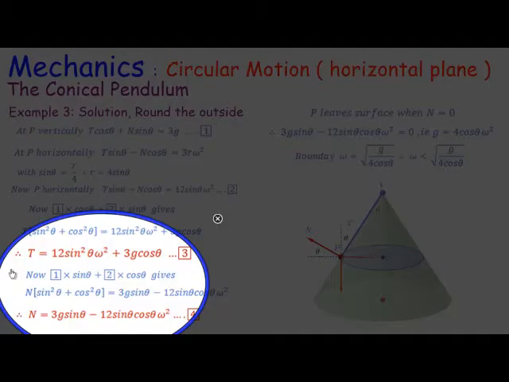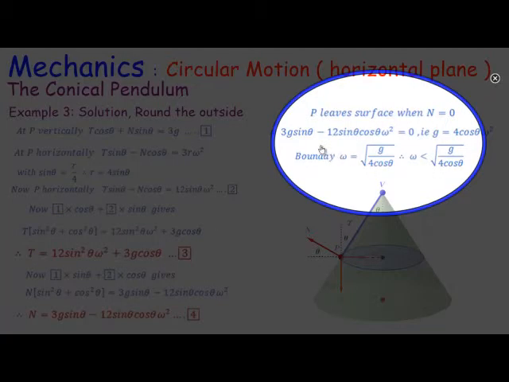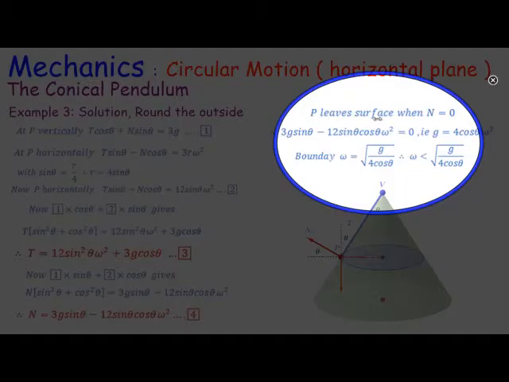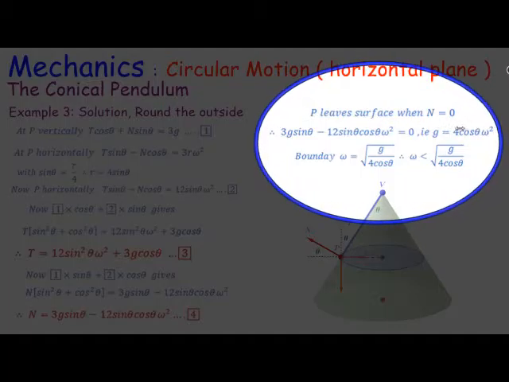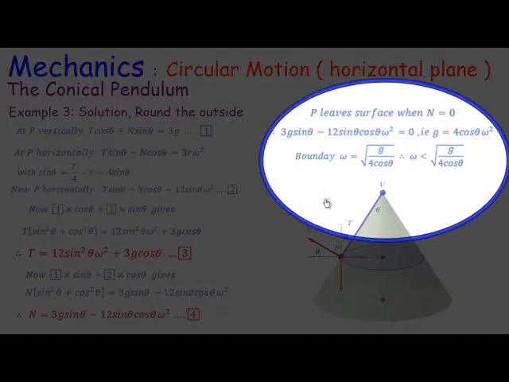Now, what happens when it leaves the surface? I think this is the easiest way to do it. There's no N anymore if it's going to leave the surface. So if N is equal to 0, this will give us our boundary angular velocity, which is right here: omega c is the square root of g over 4 cos theta. Omega would need to be less than that if it's going to stay on the surface, and greater than that if it's going to leave the surface.